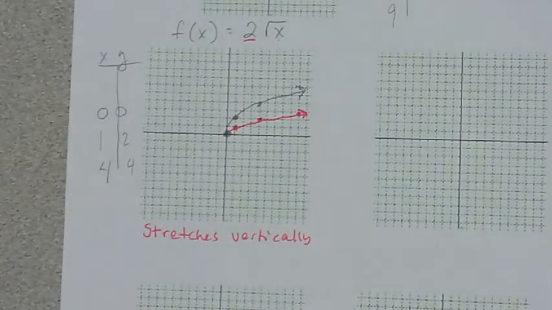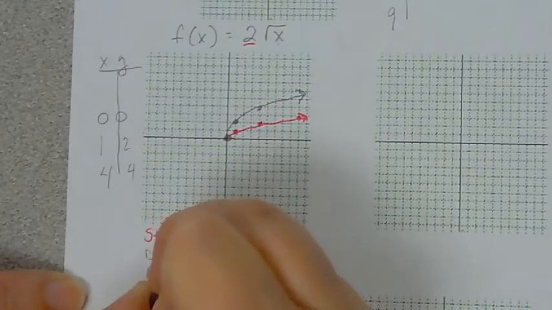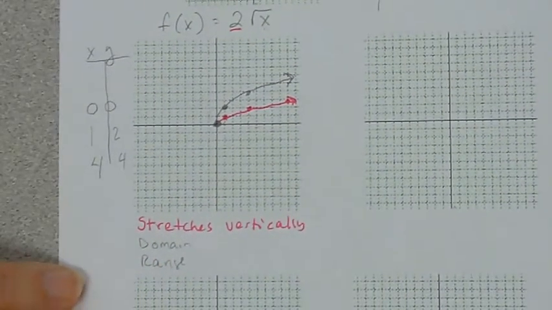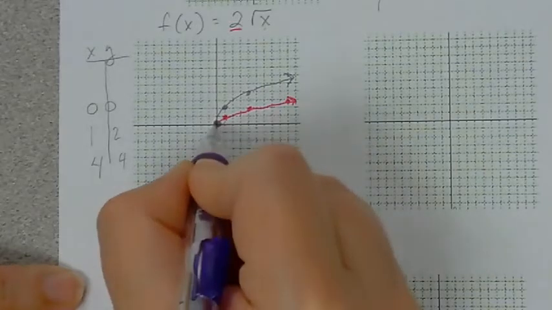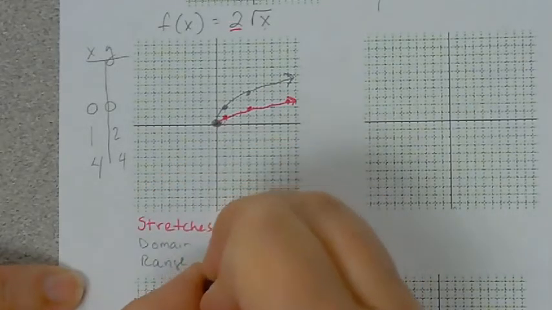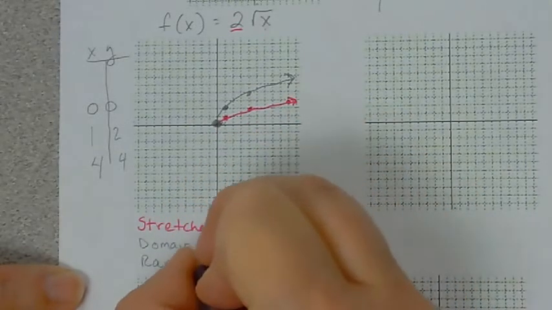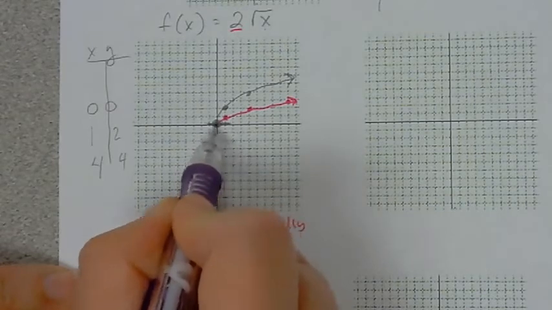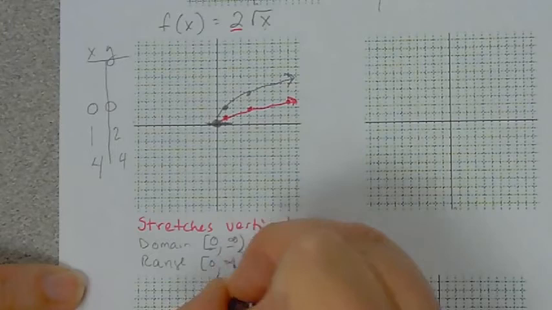And let's think about the domain and the range. The domain, when we write in interval notation, always starts with the smallest and then the biggest. The smallest value we have for x is 0, and the biggest value we have for x goes to infinity. And since 0 works, it's a bracket, and infinities are always parentheses. The smallest y value that we have is 0, and the biggest y value we have is infinity.